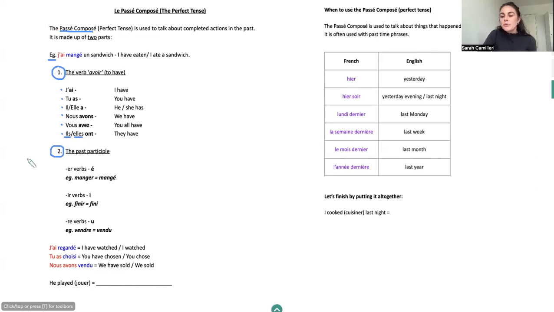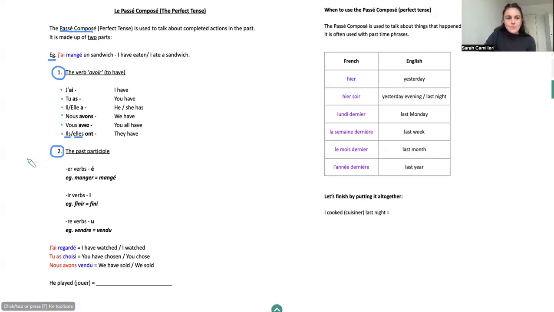Now, the past participle is formed using the infinitive, which you know is the original state of the verb. And in French, there are three different groups of infinitives. There are those that end in er, like manger, regarder. There are those that end in ir, like finir or choisir. And there are those that end in re, like vendre or descendre.